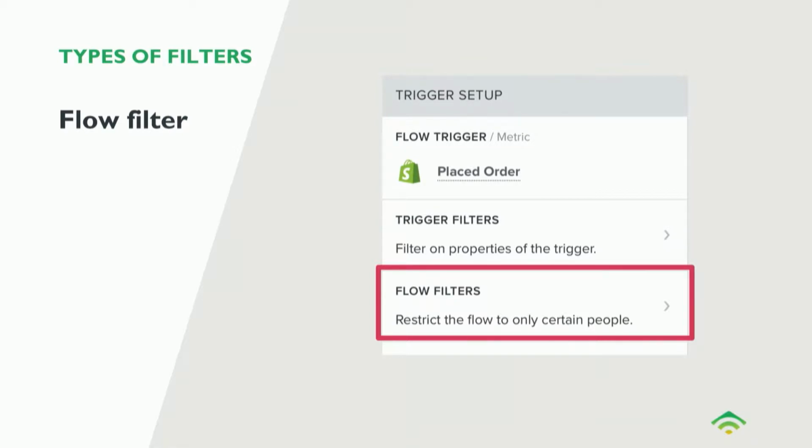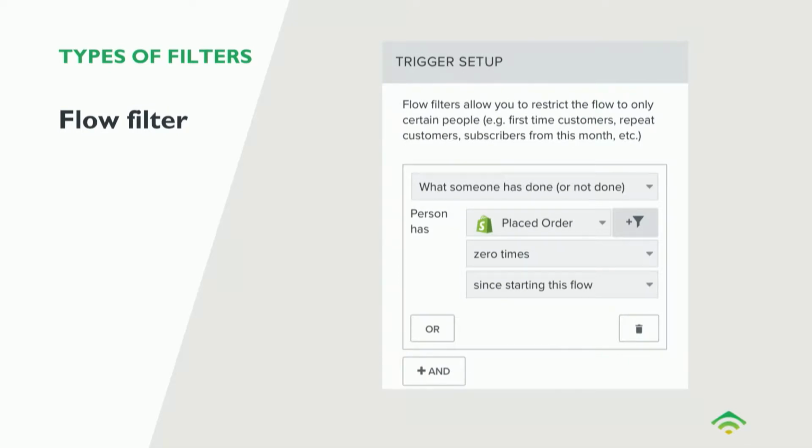There's a reason that we structure it this way. So if you think about a flow filter, think of that as a global filter for the flow. And a great example of this could be for an abandoned cart. We want to put a flow filter on here that says only want people to go through this flow if they've placed an order 0 times since starting this flow. The nature of an abandoned cart is that they haven't bought yet. So if they buy, we want to make sure they get pulled out.